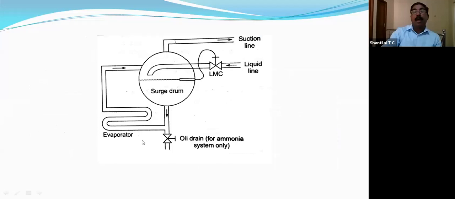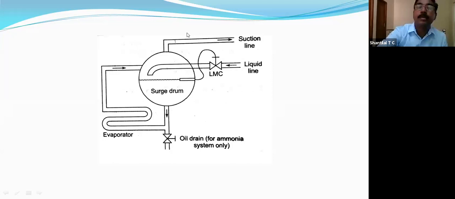Okay, then for draining out oil in an ammonia system, we have to remove it. In an ammonia system, the ammonia is not mixed with the refrigerant, so at that time we have to separate the oil. For removing oil, a drainage connection will be there, and this is a suction line.